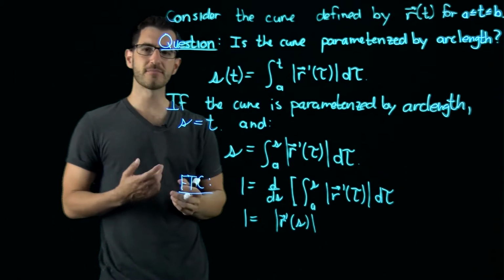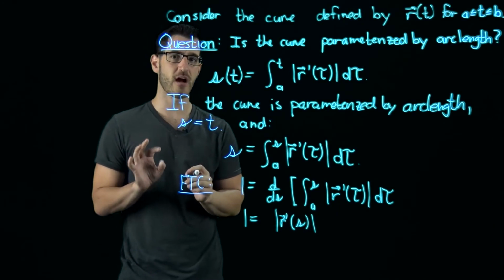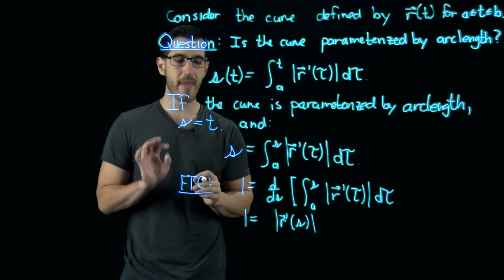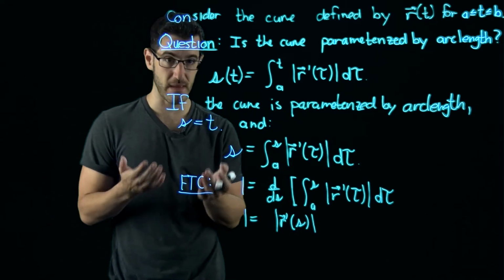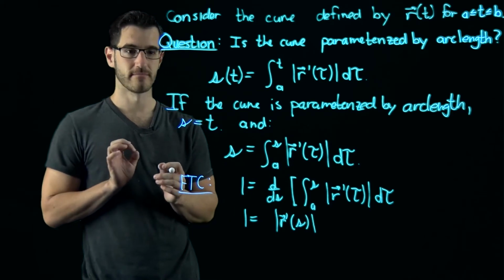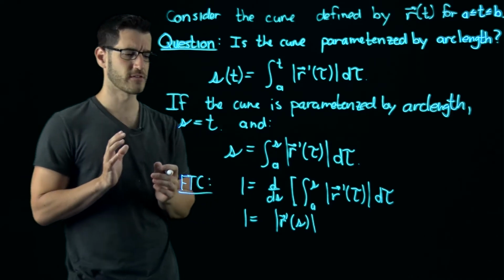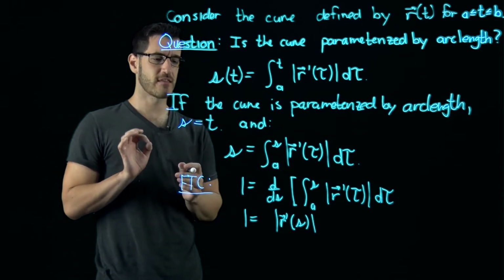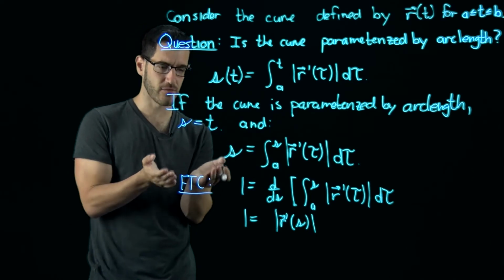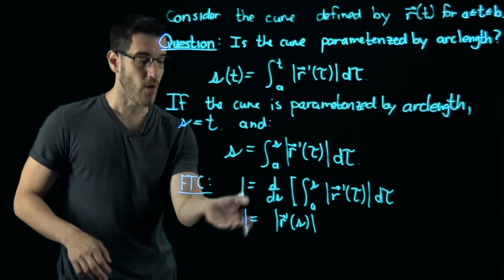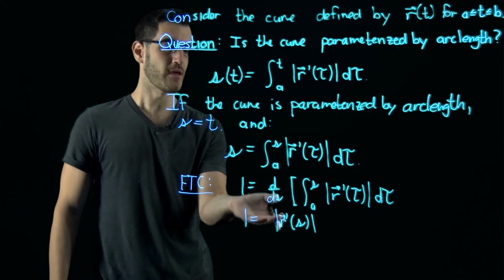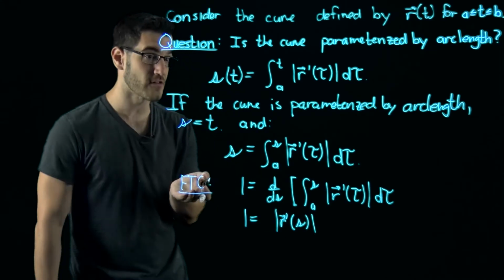And so this tells me that if the curve is parameterized by arc length, then the magnitude of the velocity, the speed, must be 1. So this is a nice result. Let's actually then say, okay, well, look at this actual result here. So if the speed is 1, what can we do? Well, we can do this entire argument in reverse, essentially.